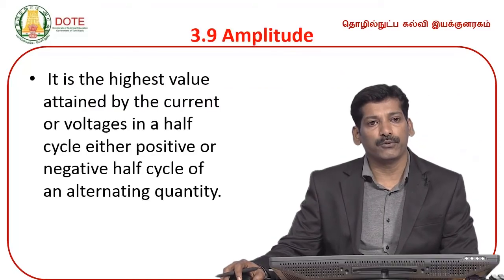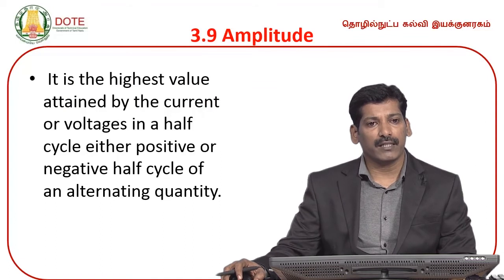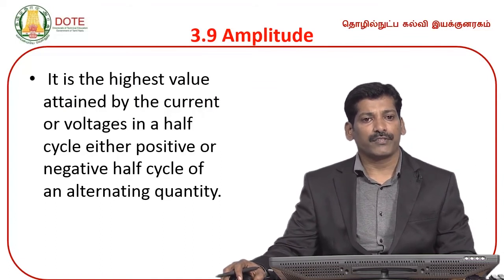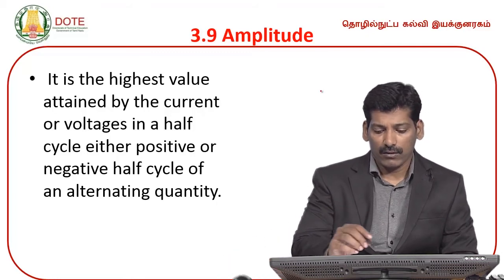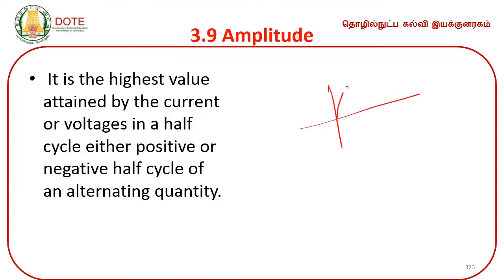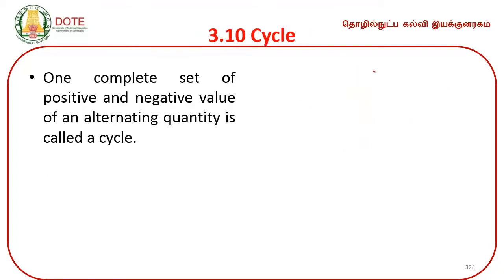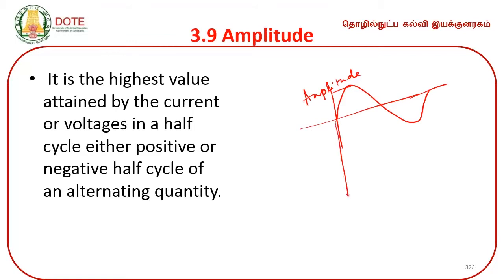Then comes the amplitude. It is the highest value obtained by the current or voltage in a half cycle, either positive or negative half cycle of an alternating quantity. So, this is an alternating voltage, and this is the amplitude. It can be either a voltage or a current. Then comes cycle. One complete set of positive and negative values of an alternating quantity is called a cycle. So, one positive half cycle and one negative half cycle together constitute one cycle.